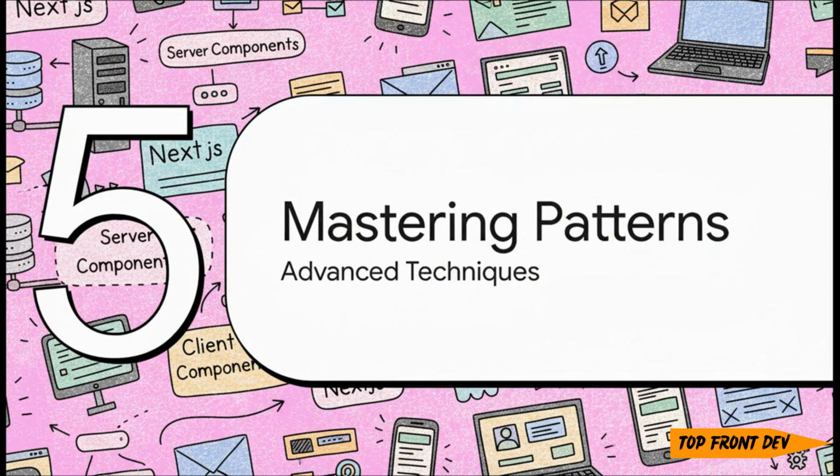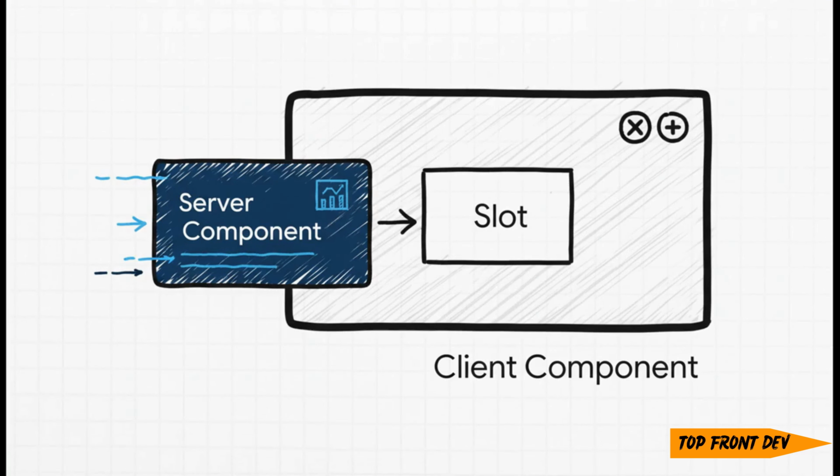Okay, let's level up. Section 5 is all about mastering some of the more advanced patterns that really unlock the power of this whole architecture. Now, this pattern is incredibly powerful. It's called interleaving. You can literally pass a server component as a child to a client component.